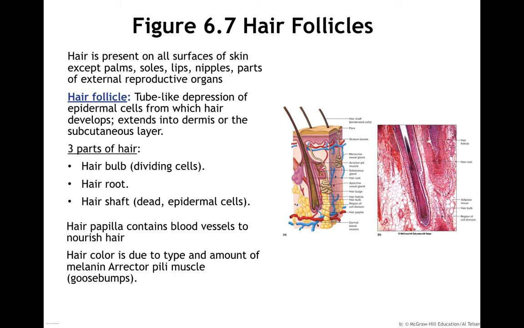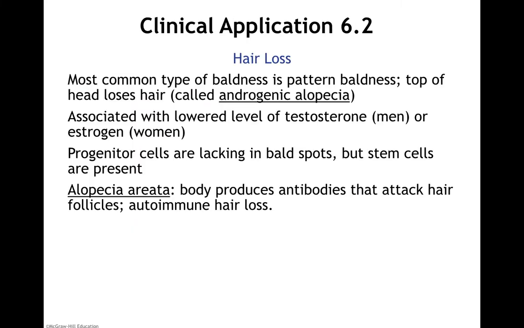The hair shaft is like the upper parts of the epidermis. It is dead epidermal cells. The papillae contain blood vessels that are nourishing the hair, and hair color is due to the amount of melanin, different colored melanins than in skin. There is also a smooth muscle associated with hair follicles called the erector pili, and when that is triggered, we get what we call goosebumps.